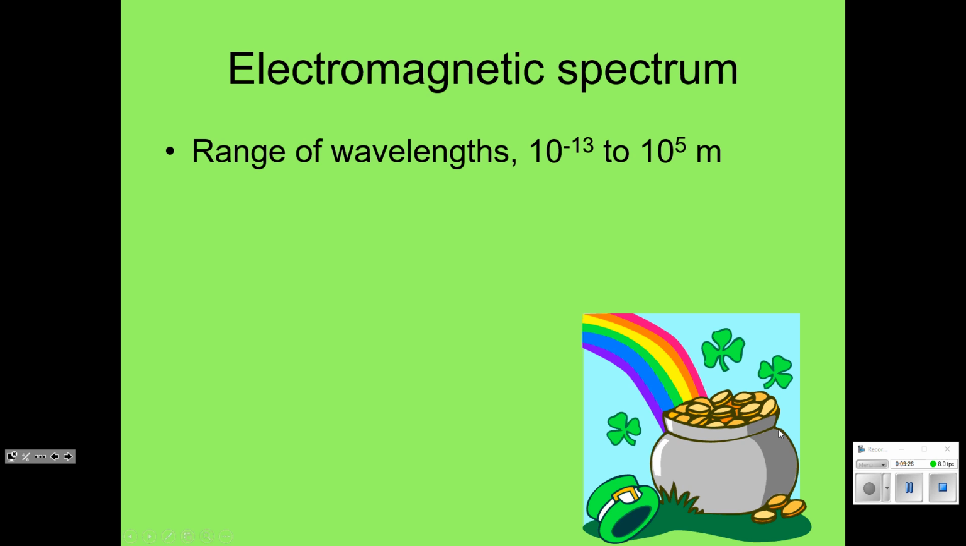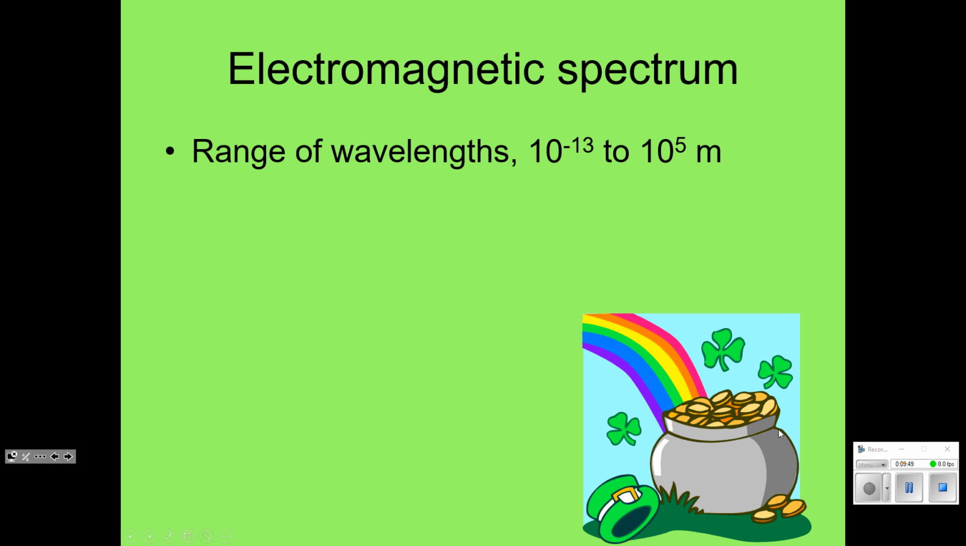Some waves of light are really long. Think about it. 10 to the 5th meters, if you remember your scientific notation, would be the same as a 1 with 5 zeros after that. That's 100,000 meters or 100 kilometers. So one wave of light can be 100 kilometers long. That's really, really long.